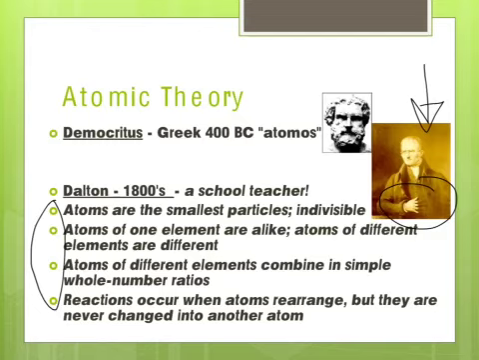Then he went on to say atoms of different elements combine in simple whole number ratios. So like hydrogen and oxygen can combine. And we know this because we see such molecules as H2O, whole number ratios, not half number ratios. And then the last thing, reactions occur when atoms rearrange, but they are never changed into another atom. So copper can bond with zinc or some other element like bromine, but the atom itself can't just change. You can rearrange and form a new bond with somebody, so copper can now join with chlorine, but copper can't just poof, turn into something else on its own.